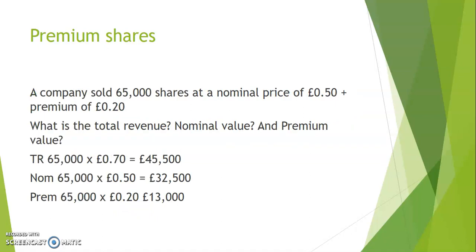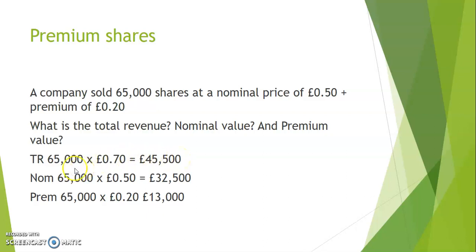So we've got an example here. A company has sold 65,000 shares at a nominal price of 50p plus a premium of 20p. What is the total revenue that they have gained? What is the nominal value that they have gained, and what is the premium value? Can you work out the total, and can you work out the split? I've got the answers up here already worked out. So 65,000 shares have been sold at 70p. So total revenue is £45,500.